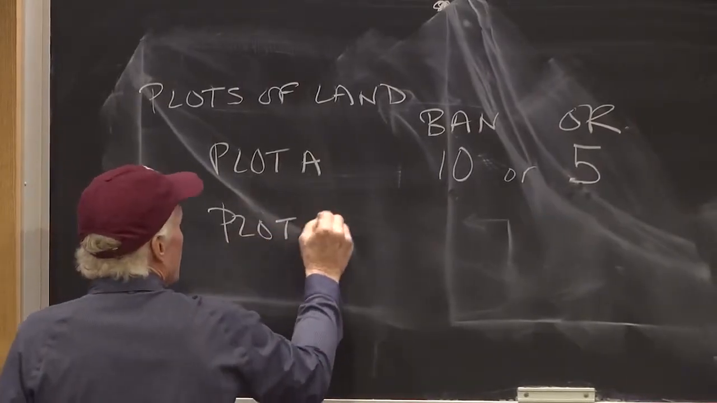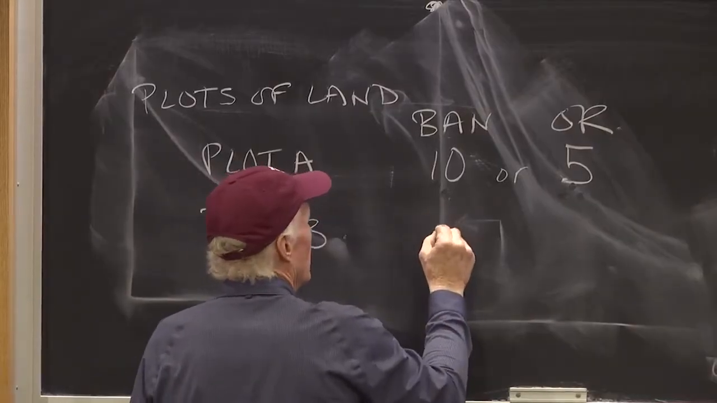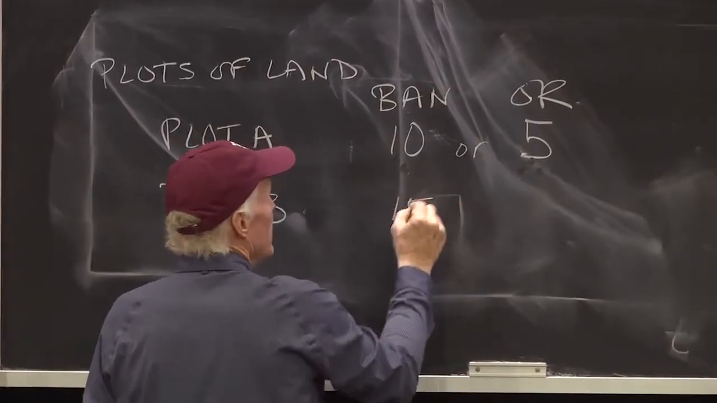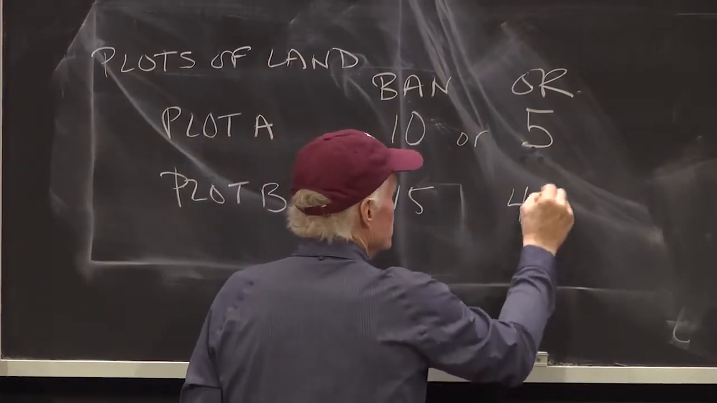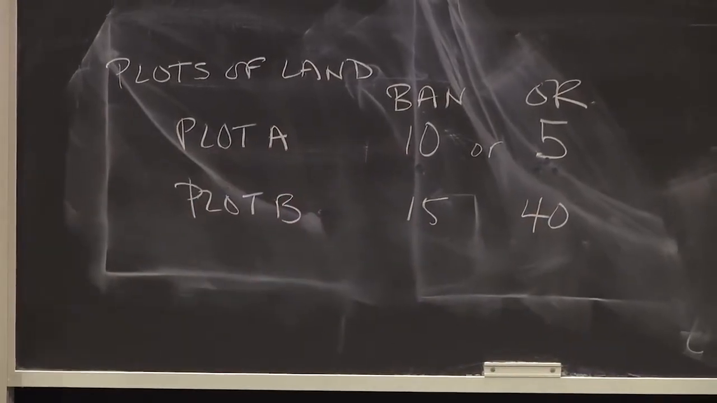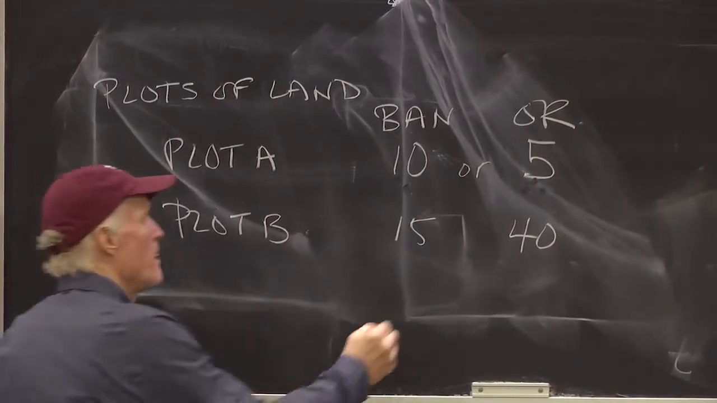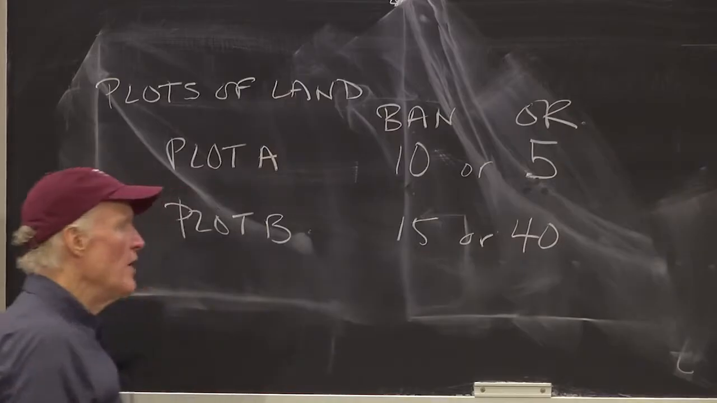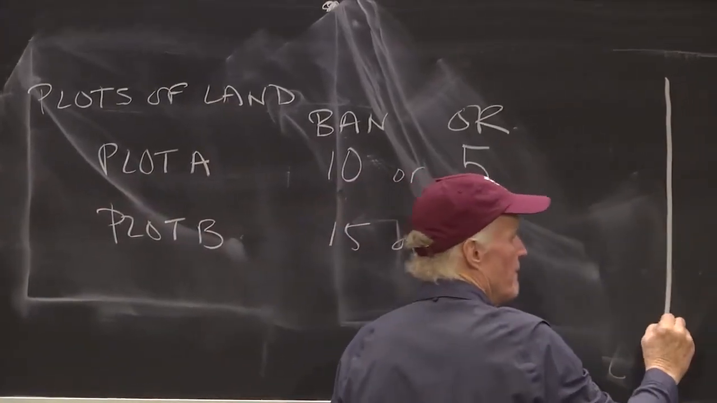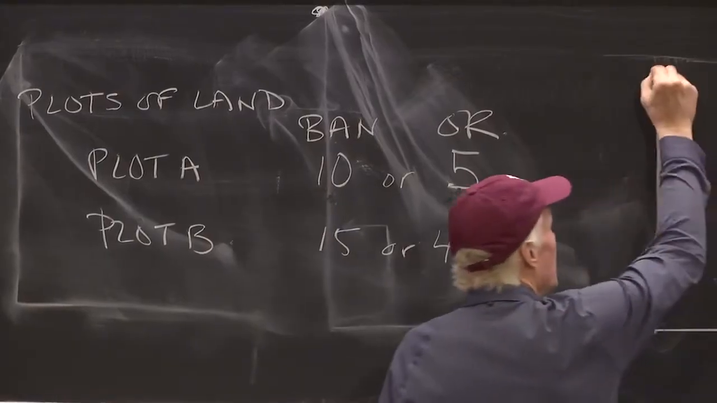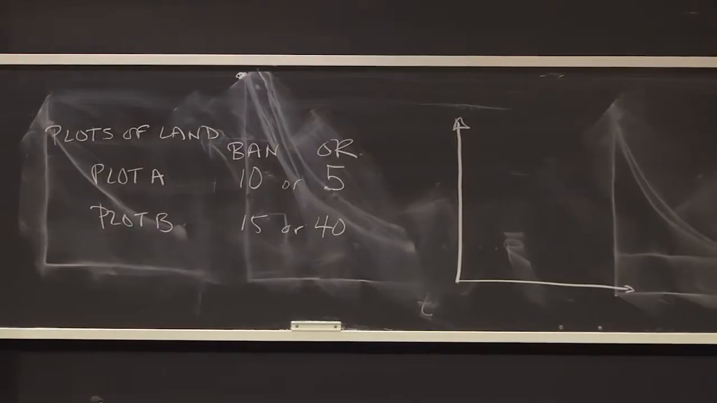Plot B, he can produce 15 bananas or 40 oranges. Okay? So that's his same thing. Okay? And now I want to think about what's his production possibility frontier. And that is, what are the combinations of bananas and oranges that he can produce?